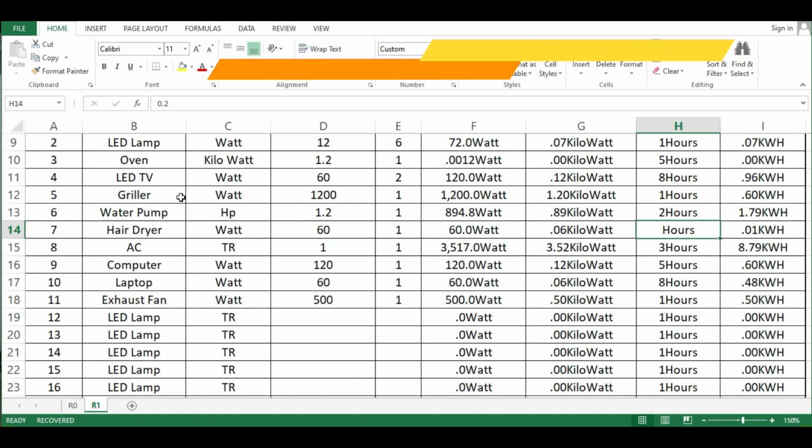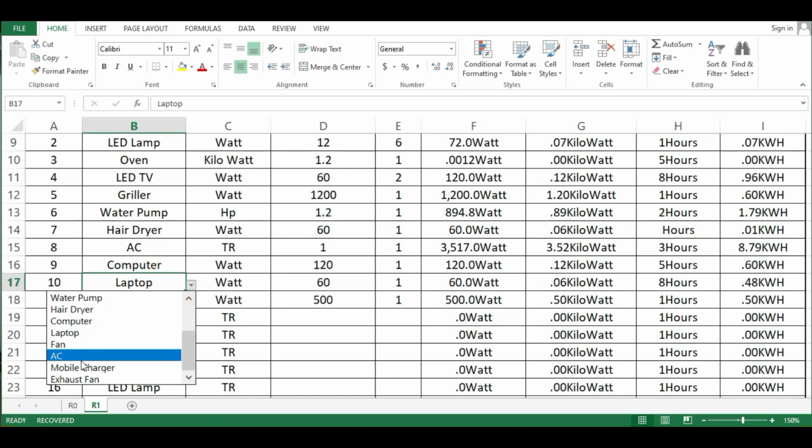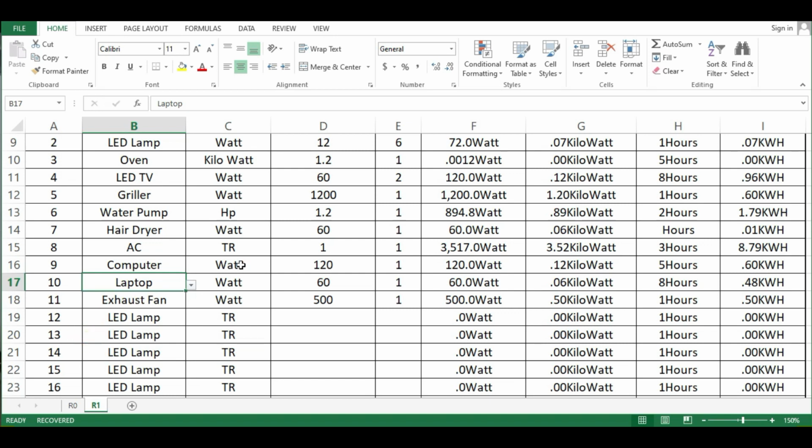Let's consider one more example. Suppose we are using a laptop. From this equipment list we have selected laptop, and the consumption is in watt, and normally a laptop consumes 60 watts, so I have entered that over here. You fill it up as actual as you feel. The quantity is 1, and we use it for 8 hours, so we have selected 8 hours over here, and the total comes to 0.48 kWh, that is 0.48 unit.